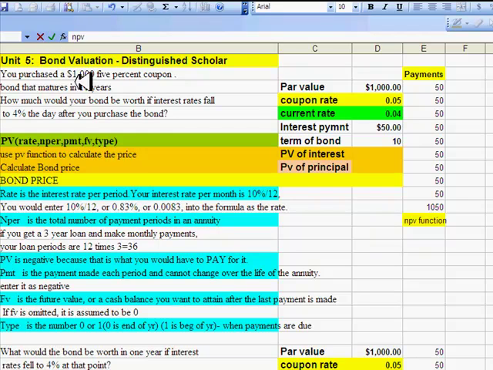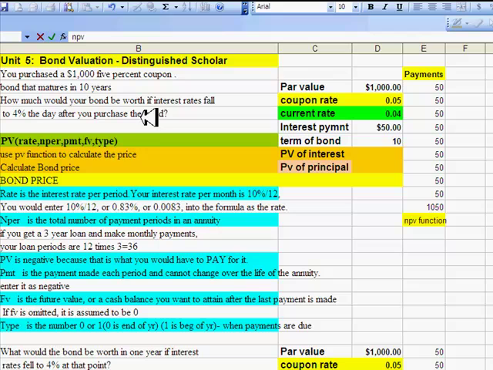They give you a problem. Most bonds are denominated in $1,000. So you purchase a $1,000 5% coupon. That means it pays 5% interest. That's what is stated on the bond. And this matures in 10 years. So how much would your bond be worth if interest rates fall to 4% the day after you purchase the bond? So how we're going to do this is, of course, you can use the formula.